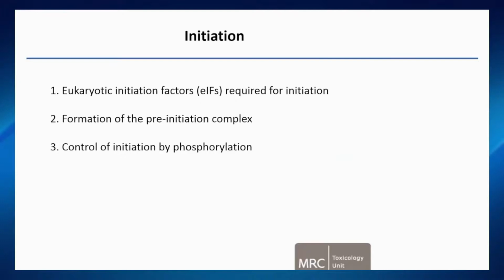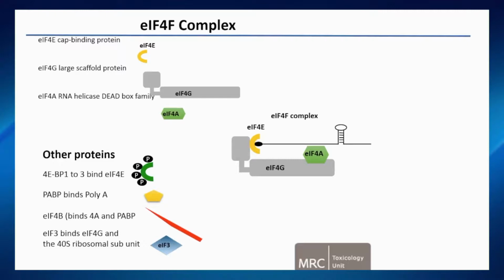As Nahum said, you need initiation factors, you need the pre-initiation complex, and overall this is really controlled by phosphorylation. Within the complex itself, you have 4E, which is a cap binding protein that Nahum talked about. You have a DEAD-box helicase, 4A, that's required to unwind secondary structures. Then a whole bunch of other accessory proteins are required to regulate this process. So, for example, PABP binds the poly A tail, 4B binds 4A and PAB and helps unwind the structure and stabilize the complex. I'm going to show you about that in a minute.